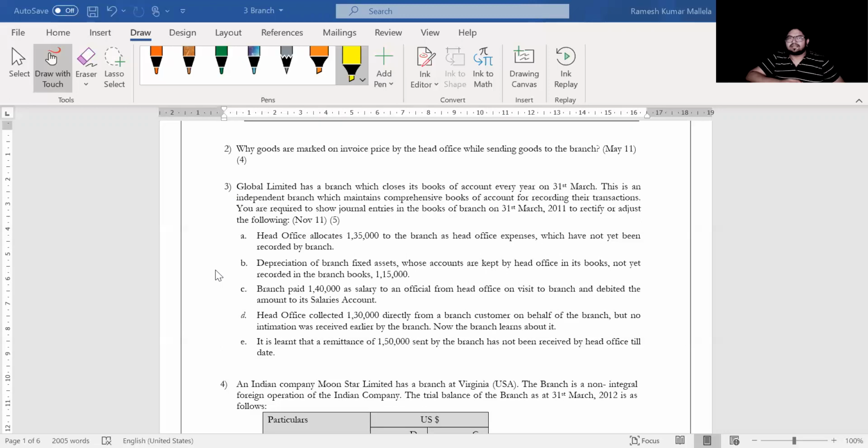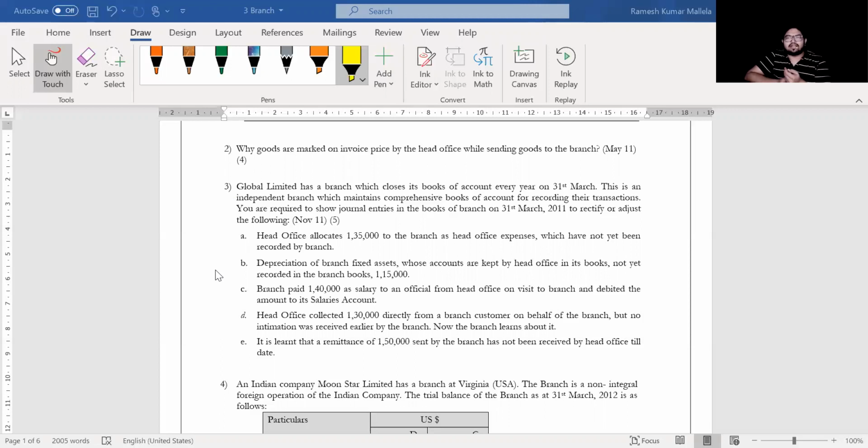So that means head office has already accounted for this 1,35,000. However, branch has not recorded it. So what I should do now, in the branch books, I am supposed to record for it. That's all. So entry would be what? Head office is actually incurring. Now for a branch, head office is like a creditor.